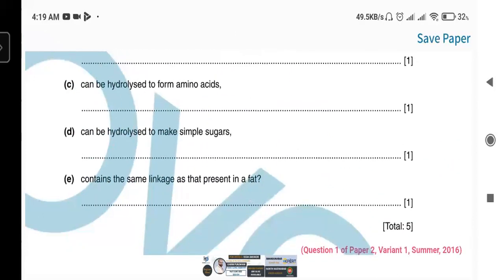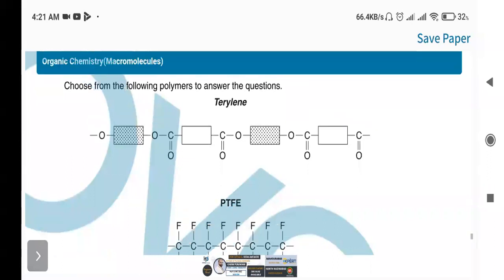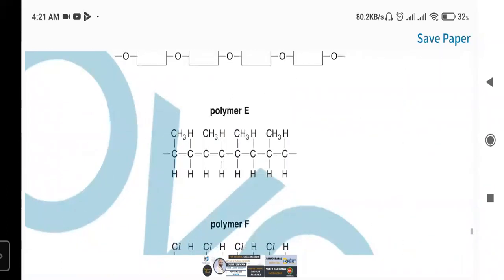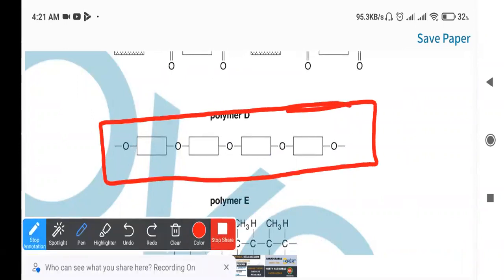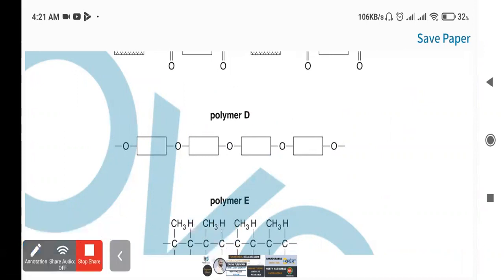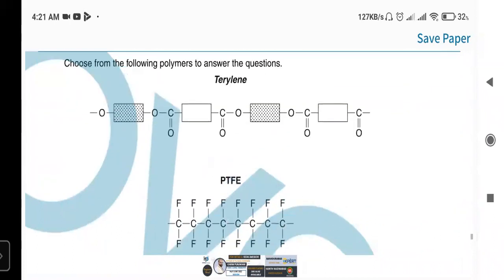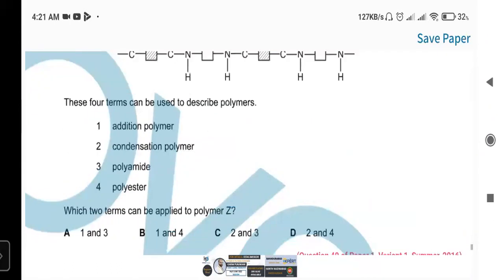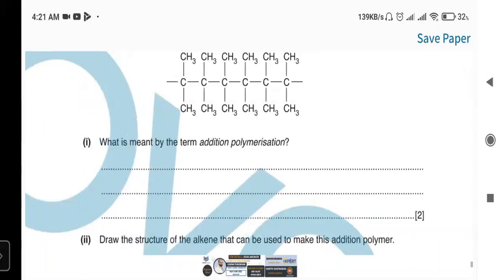Hydrolyzed means broken down by water using concentrated acid. So which one is broken down to simple sugars? Starch is broken down to simple sugars. So this is the structure of starch. We have already told this some moments ago. So polymer D can be broken down to simple sugars, right? Okay. So polymer D can be broken down to starch. Sorry, simple sugars. Okay, done. I think that would do for these same type of questions.